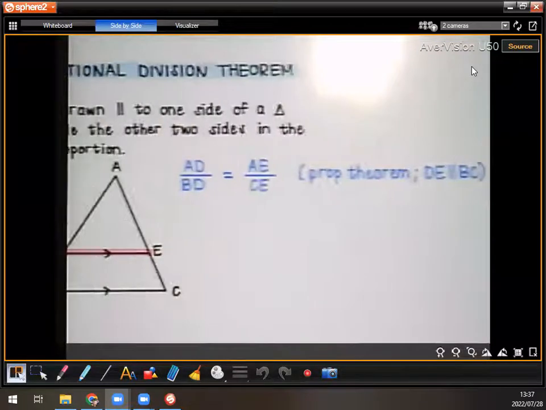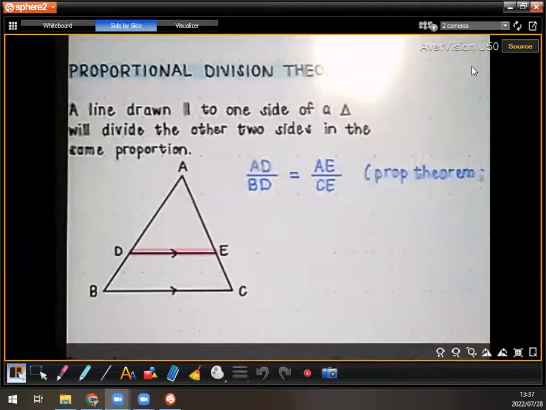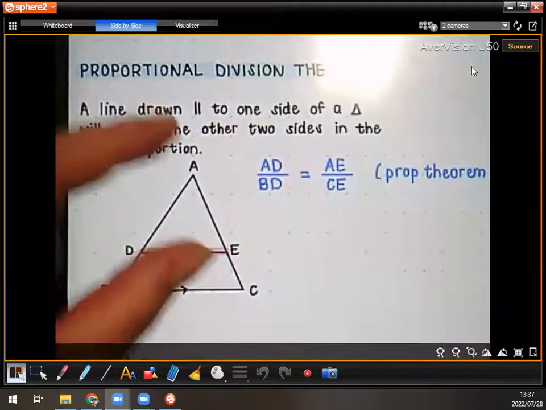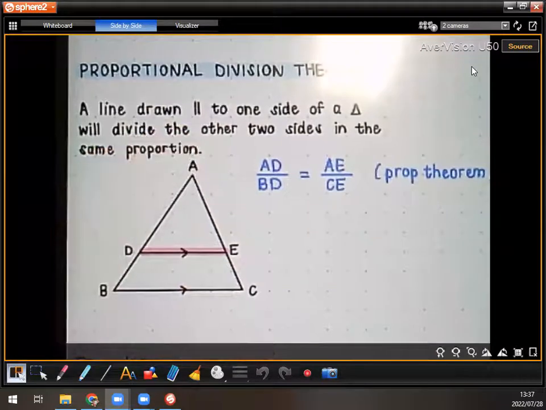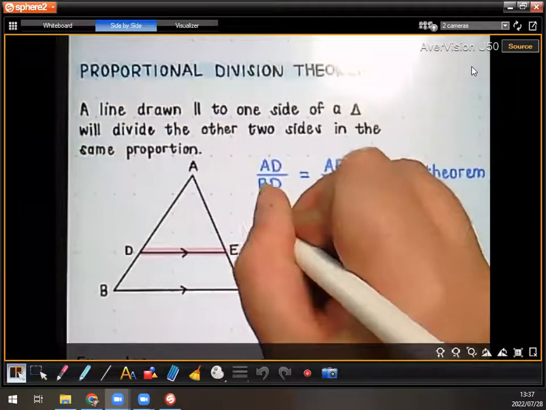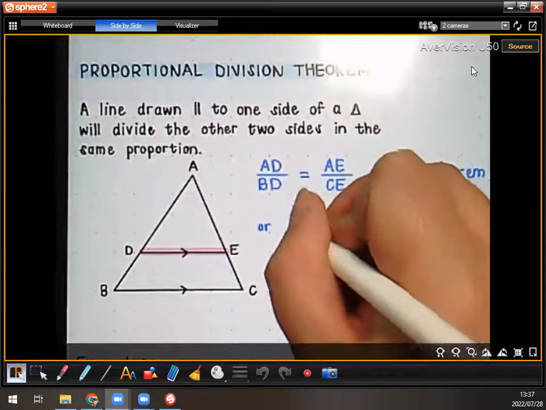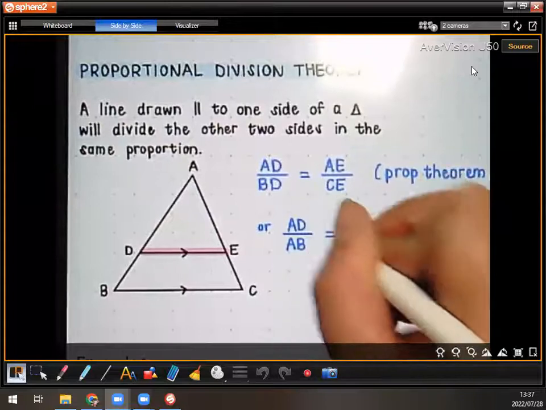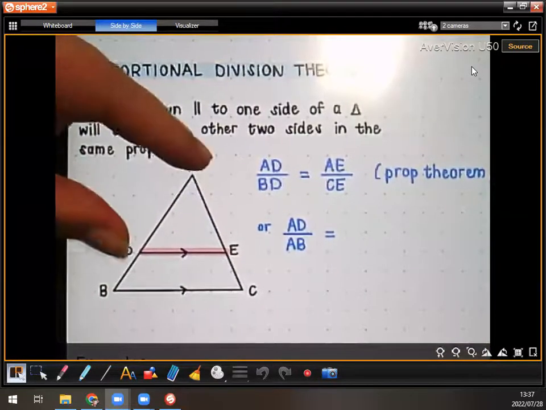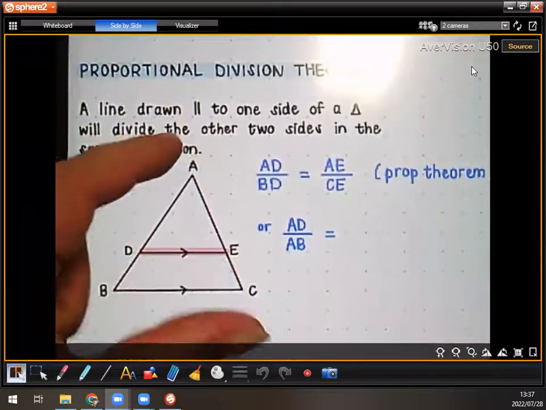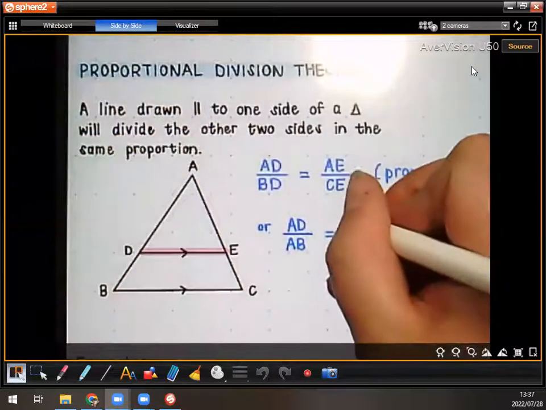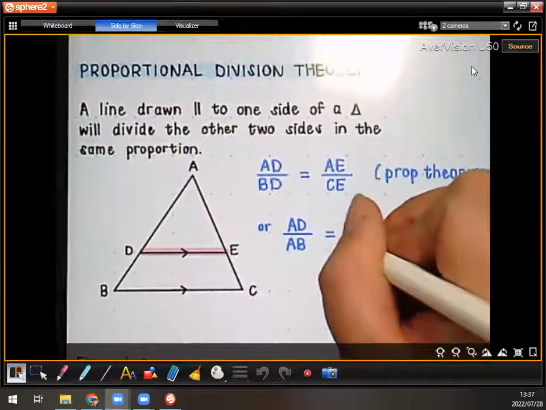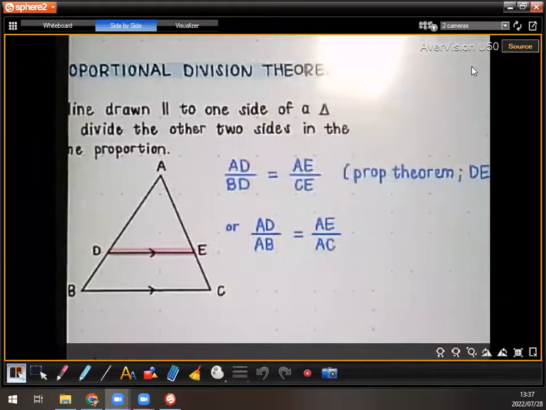Okay, we can talk about other ratios here as well. We can say maybe this top part over the whole side is equal to that top part over the whole side. That's also true, right? So we can also say AD over AB. So top part over whole side is equal to top part over whole side. AE over AC, and then your reason will be the same.